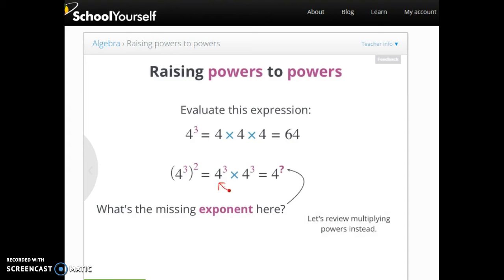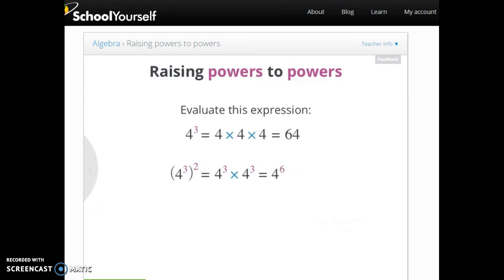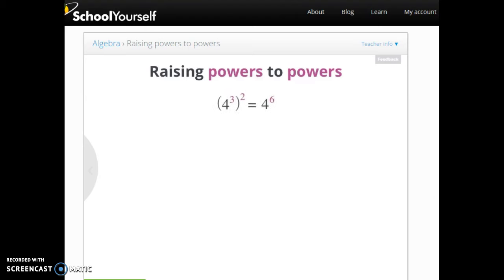Right, when you multiply powers with the same base, you can add the exponents. So 4 to the third times another 4 to the third is 4 to the sixth power, because 3 plus 3 equals 6. Let's look at another example.